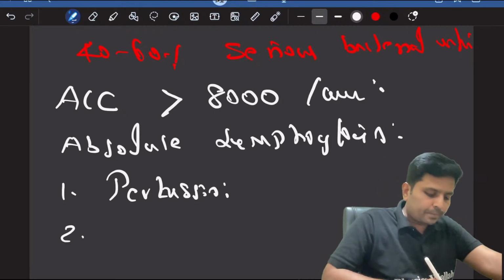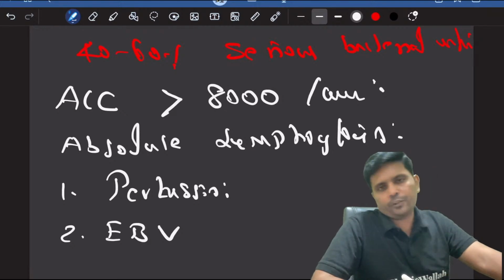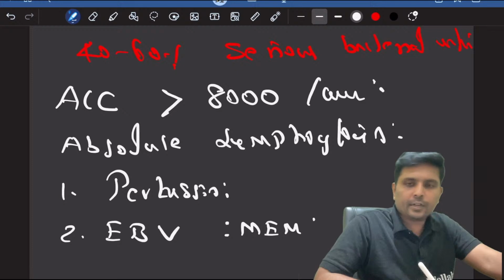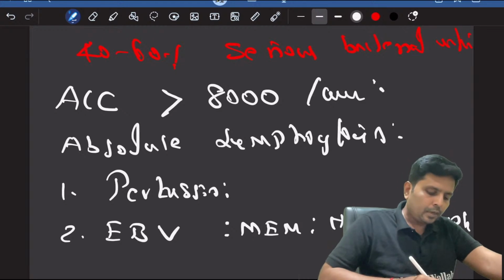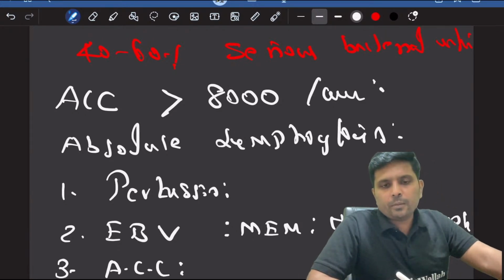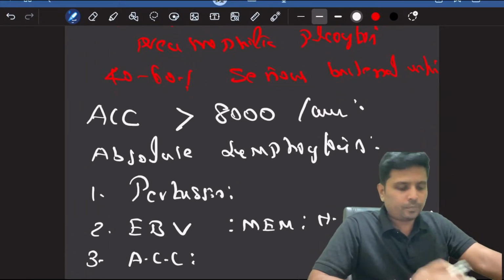Two, Epstein-Barr virus is associated with absolute lymphocytosis. The presentation is usually a membrane in the tonsil along with hepatosplenomegaly and lymphadenopathy. The third one is acute lymphatic leukemia, the most common leukemia in the pediatric age group. Right?